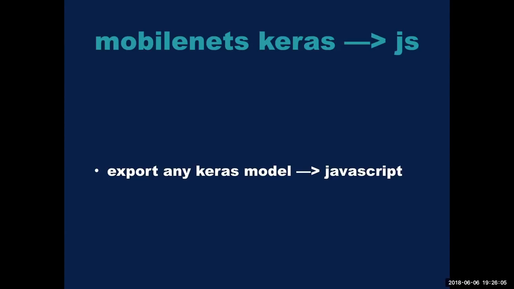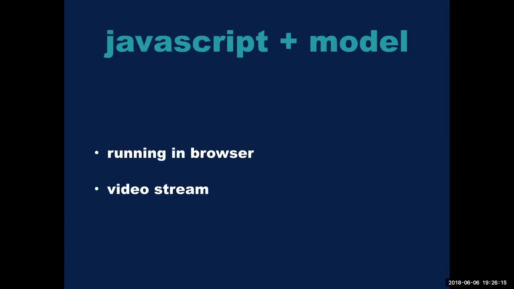Any model you can do in Keras, 4 lines of code, you can export from Keras to JavaScript, which means that if you've got it in Keras, you're literally 10 seconds away from having a JavaScript version of your model. And then, we'll look at how you actually run it in the browser.